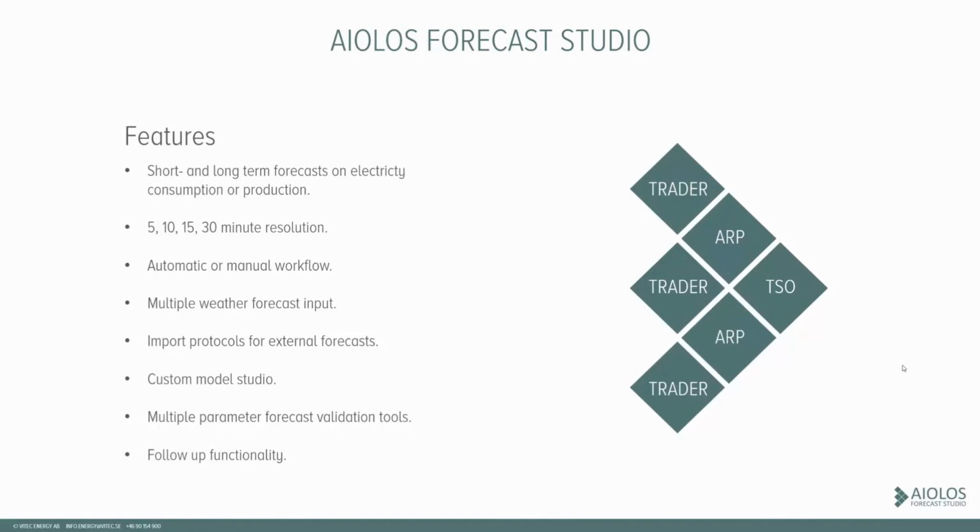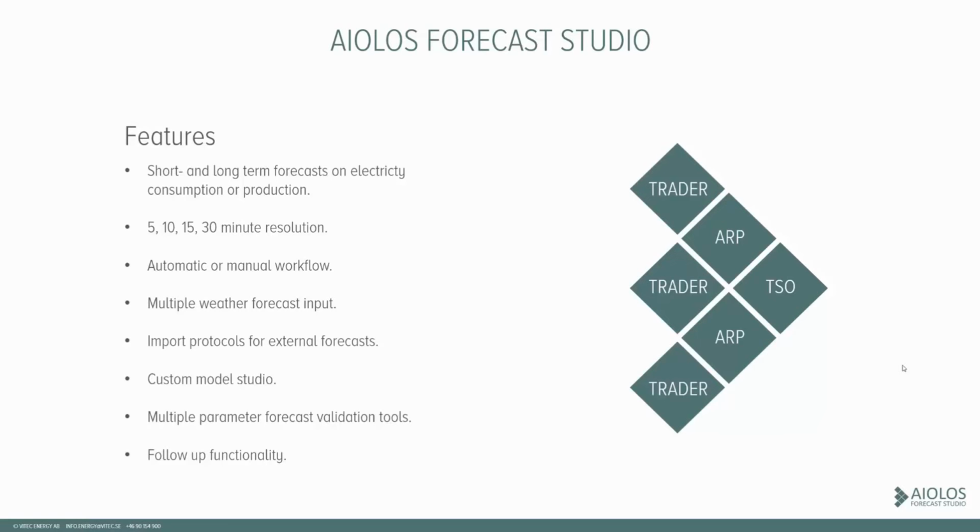So let's have a look at the feature list for the software Aiolos Forecast Studio. With Aiolos you can make both short and long-term forecasts. You can make them for electricity consumption, and you can make them for electricity production like wind power, solar or hydro, for example. You can make the forecast with a resolution of down to 5 minutes. It could also be 30 minutes if you like, of course.